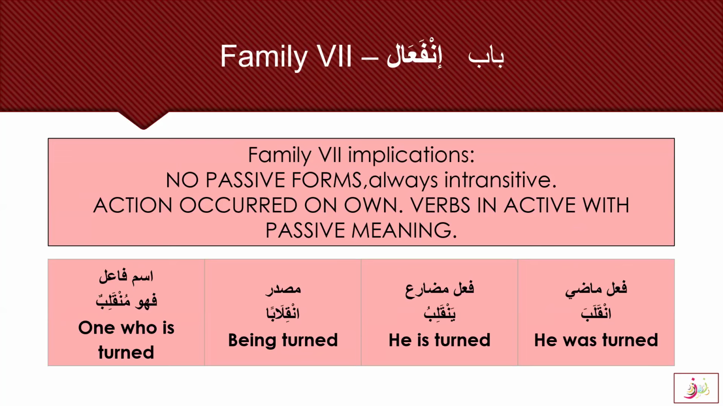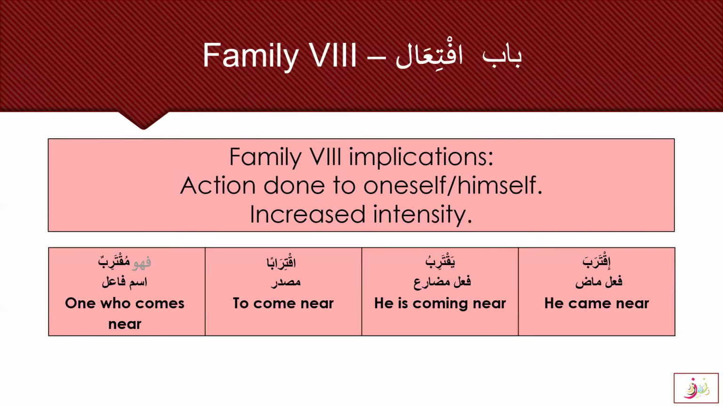Family 7, that is Bab Infi'al. Family implications are: no passive forms, always transitive, and the action occurred on its own. Verbs are active with passive meanings. So, فعل ماضي مضارع مصدر and the اسم فاعل is انقلب ينقلب انقلابا فهو منقلب. So, words are entirely about the subject, not anybody else. All right? Like he was turned. It is in the meaning of passive, but it doesn't have any passive, and it is entirely about the self, and no one else is involved.